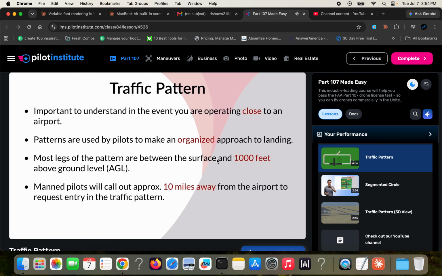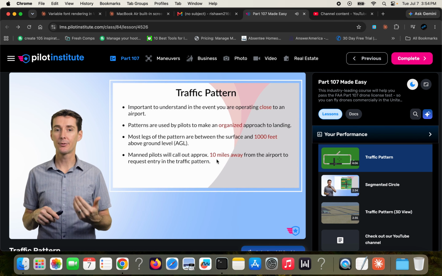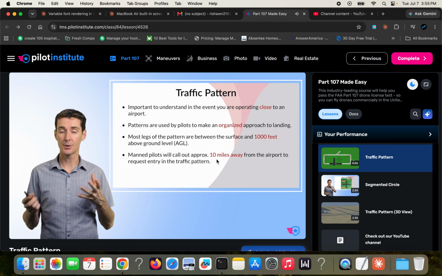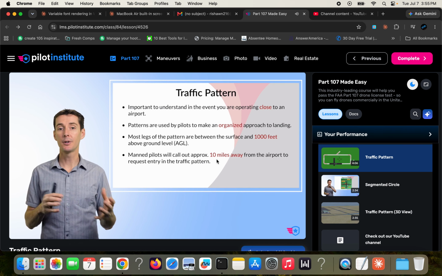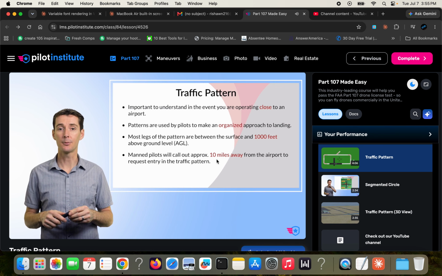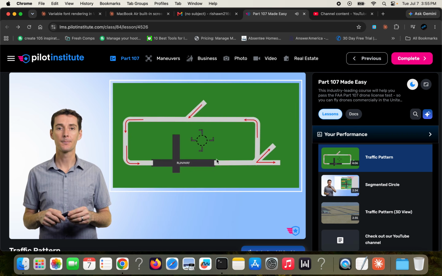One thing that you should understand is that if you fly near an airport, you may hear somebody on the radio. Pilots are going to be calling out about 10 miles away from the airport to request an entry into the pattern. That's in most cases for either an untowered airport or a towered airport. The procedure is kind of the same. So even if you're 10 miles away and listening to the radio, you may hear them talking, or you may see an airplane flying on top of you, and that's what they're doing.